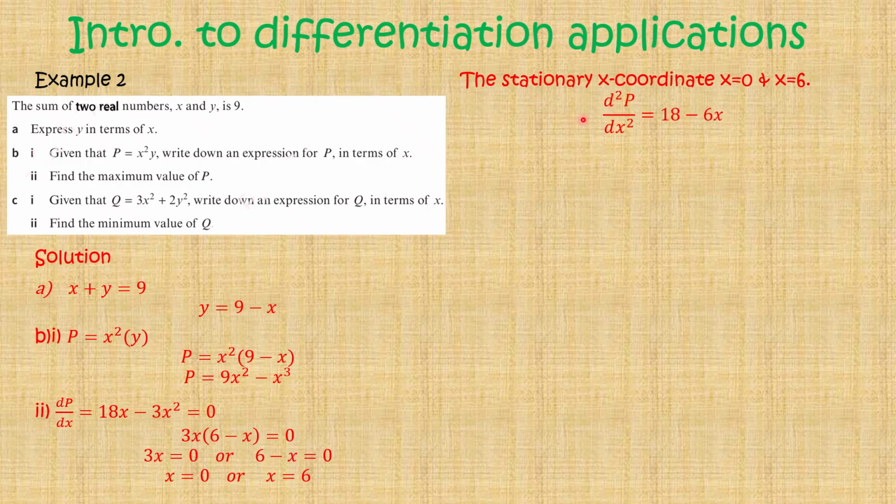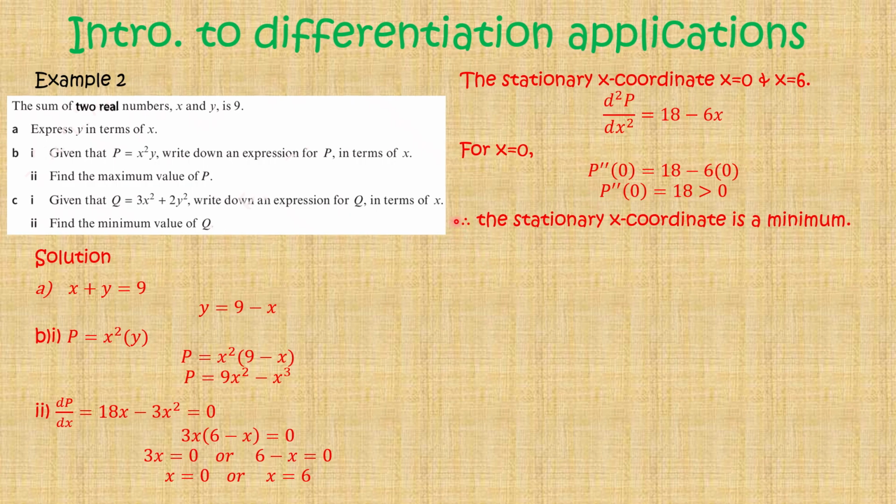Now we move on to find the second derivative of p with respect to x, which would be 18 minus 6x. And of course, we are going to substitute for the x values so that we determine the nature of the stationary points that we got. So at x is equal to 0, substituting into p prime prime of 0, we get 18 minus 6 times 0, and that would give us a positive 18. And this is greater than 0, implying that the stationary x-coordinate is a minimum. So this x-coordinate of 0 would give us a minimum point.